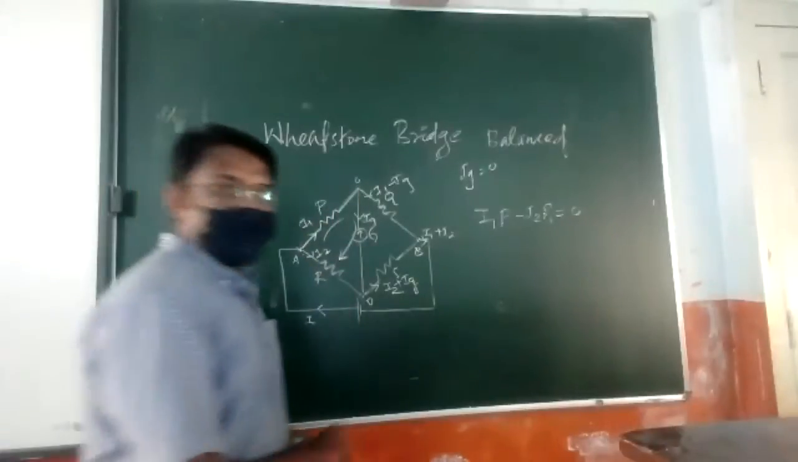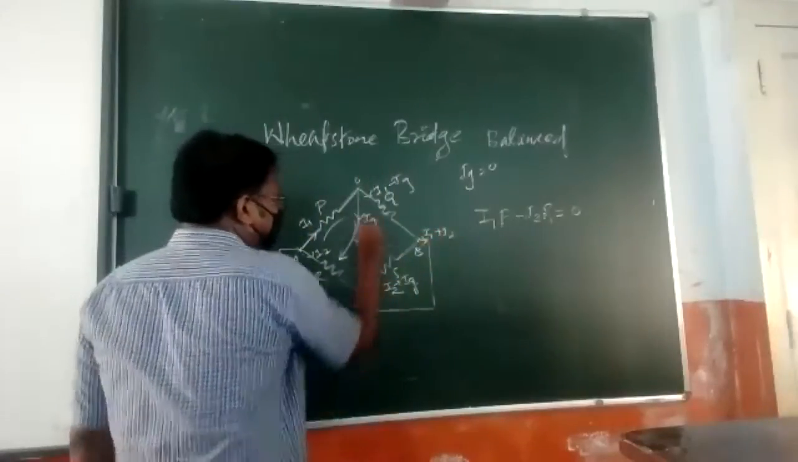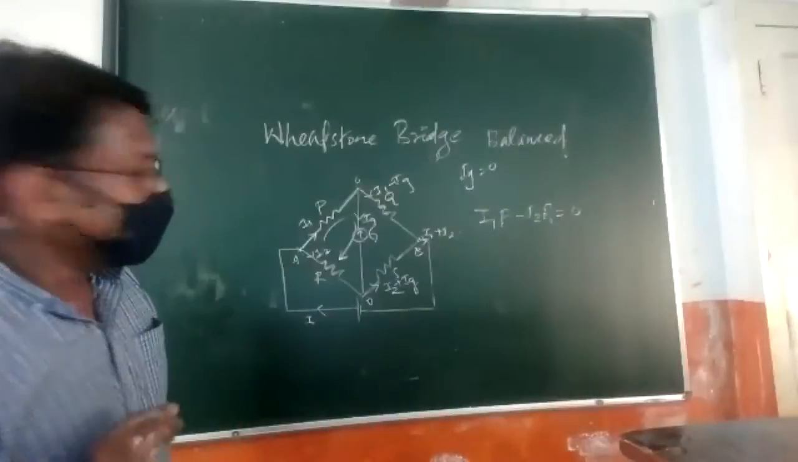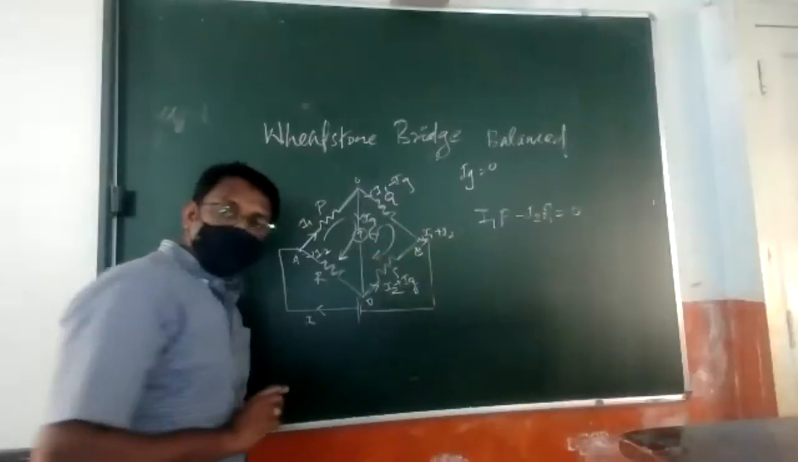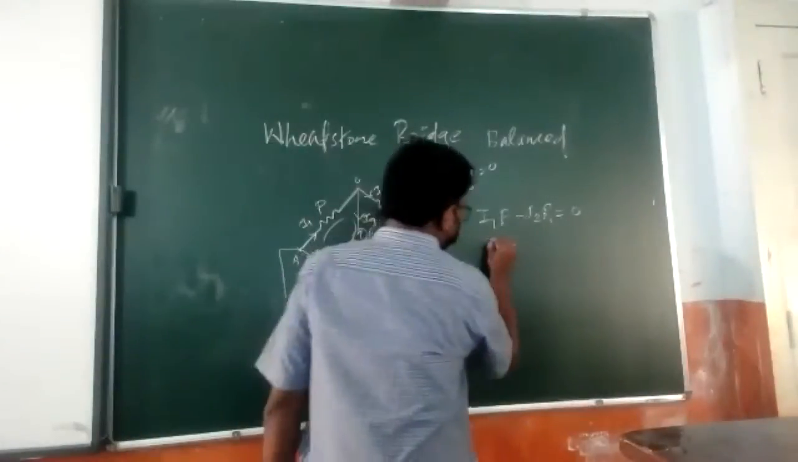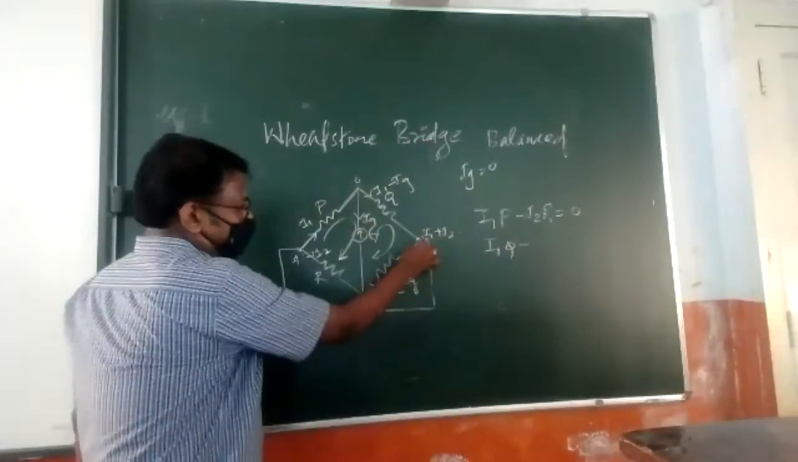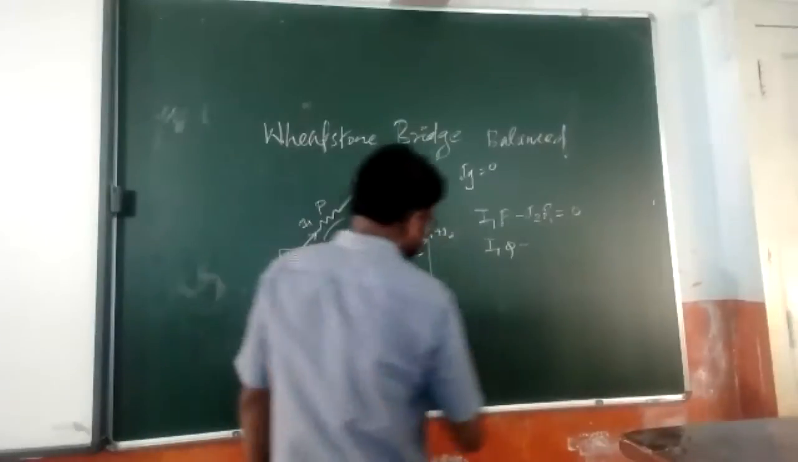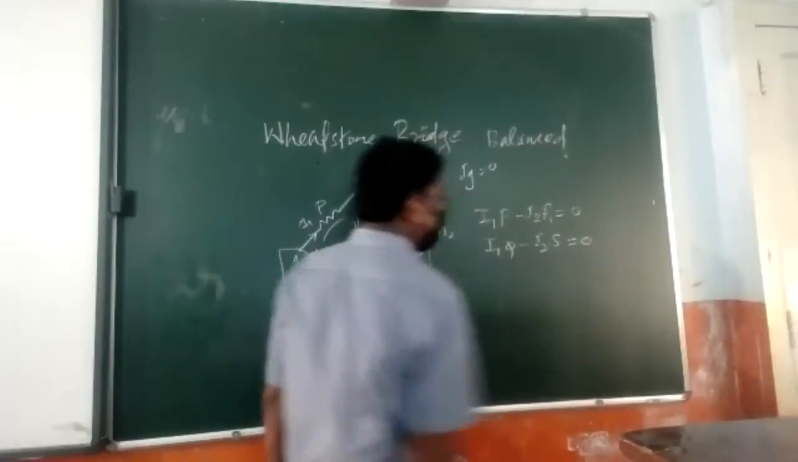Now we can take the loop CBDC. Consider the loop CBDC. If you are moving in the clockwise direction, again I1 into Q you can take as positive, I1 into Q minus, from B to D you are moving in the direction opposite to the current I2, so that is I2 into S, equal to 0.